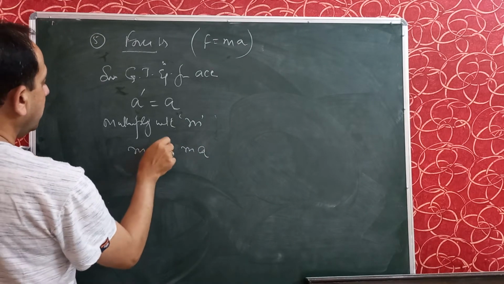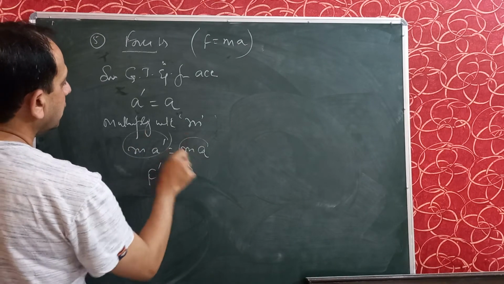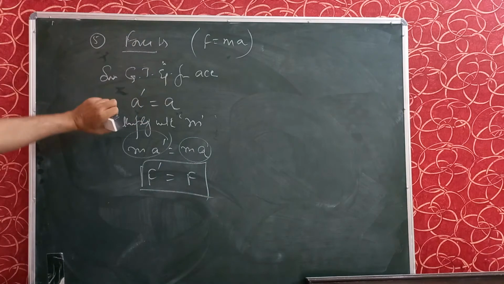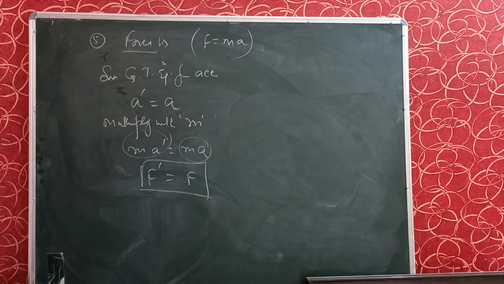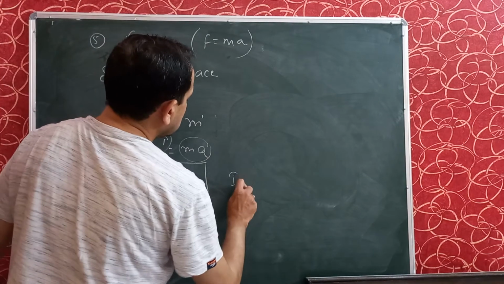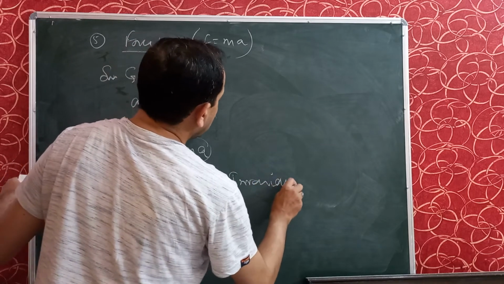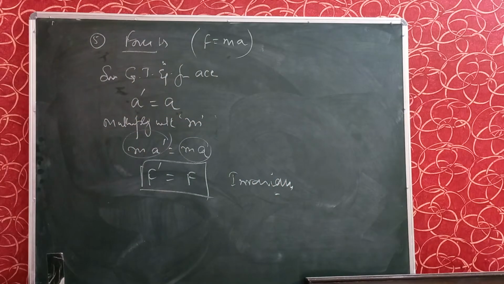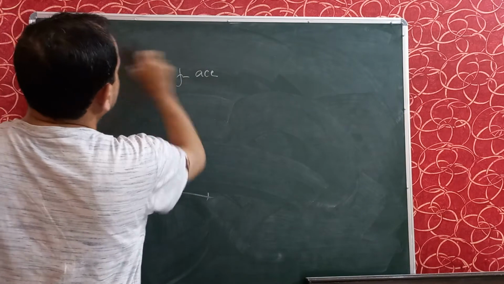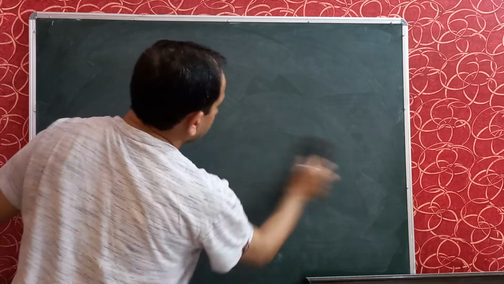So what is m a dash? It is F dash, and this is F. So as you know, when acceleration is invariant, then the corresponding force is also invariant, means force will not change with respect to frames. So this is our fifth equation, the equation for force.